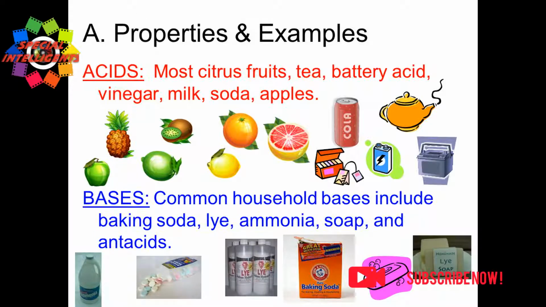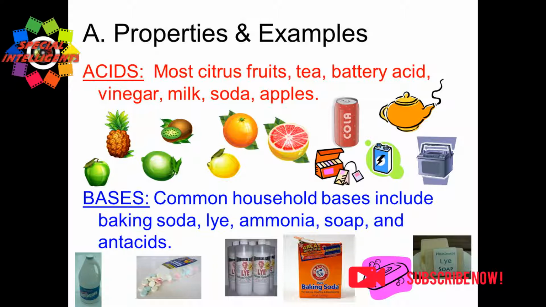Here are a few examples for acids and bases. For acids: citrus fruits, tea, battery acid, vinegar, milk, soda, apples. For bases, common household bases include baking soda, ammonia, soap, lye and antacids, etc. These are the examples for the bases.